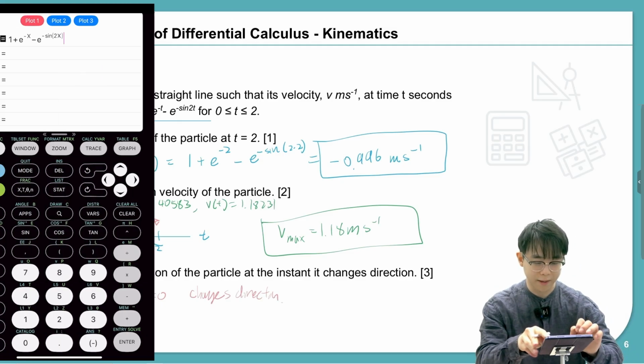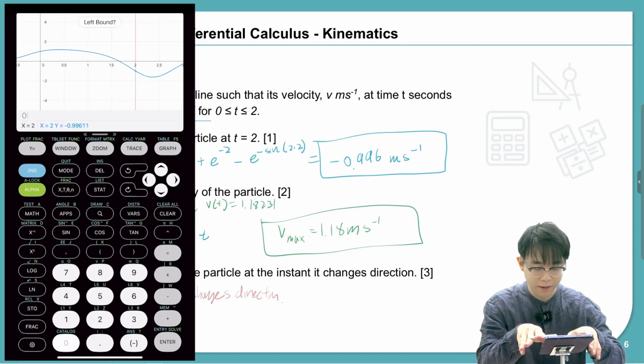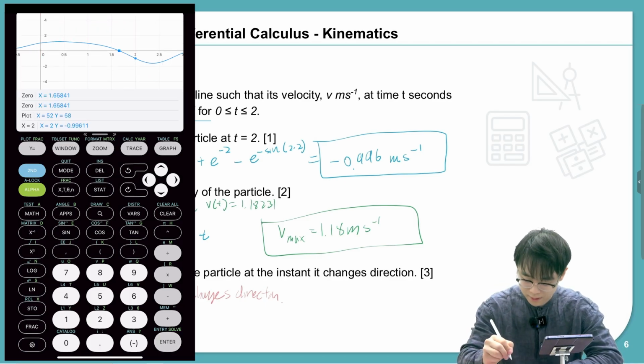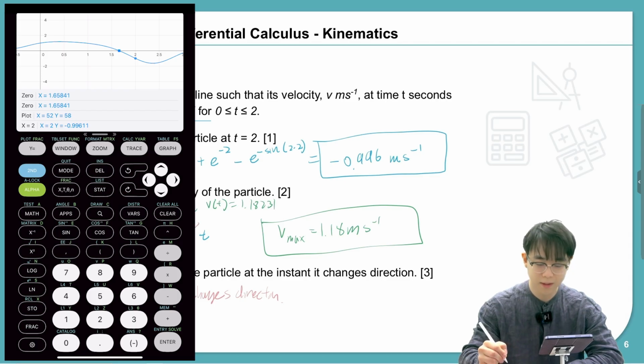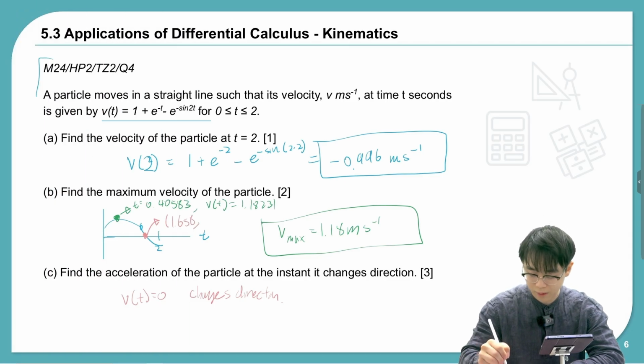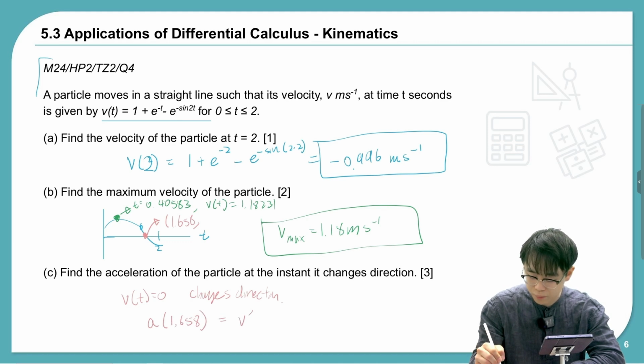So if you solve for that, we have second trace 0 and left bound 0, right bound 2, so we see that our time is 1.658 seconds. And at this point, we have our turning point. So we want to find acceleration when time is 1.658, or when v prime 1.658.